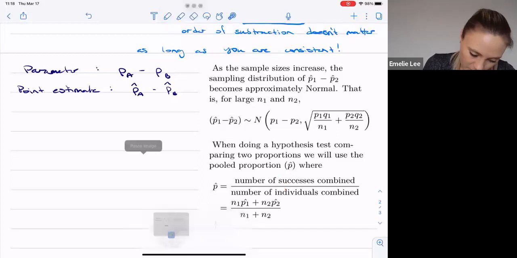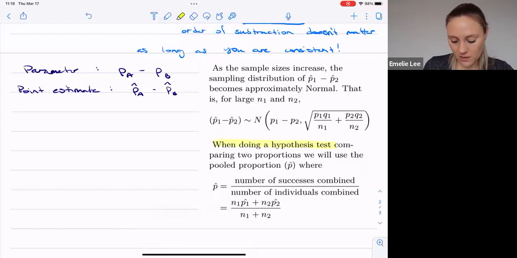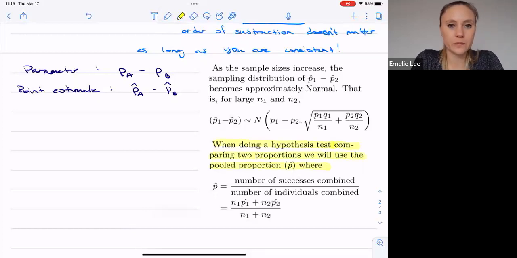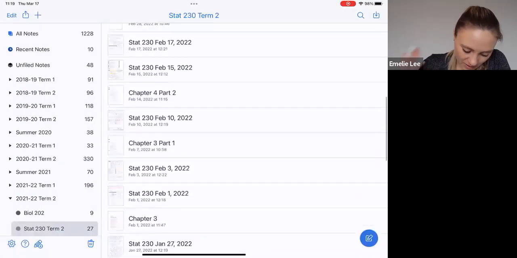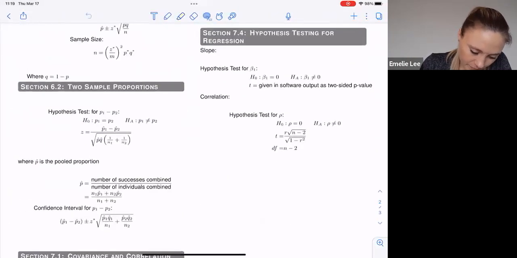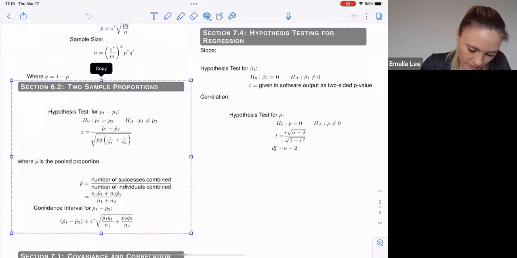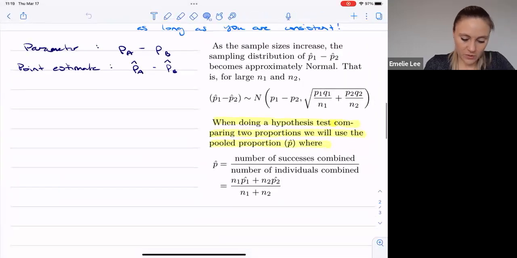And so when doing a hypothesis test comparing 2 proportions, we're going to use the pooled proportion. And the formula is also on your formula sheet. So you should probably put it on your own formula sheet or whatever summary notes you're building. So I'm going to grab that so we can have a look.